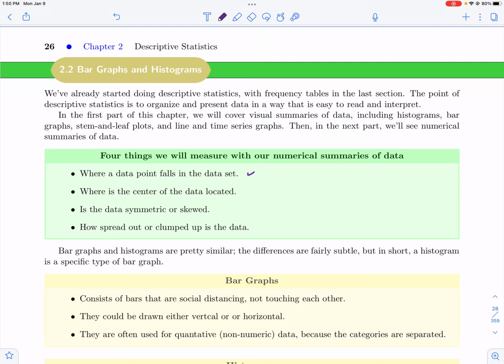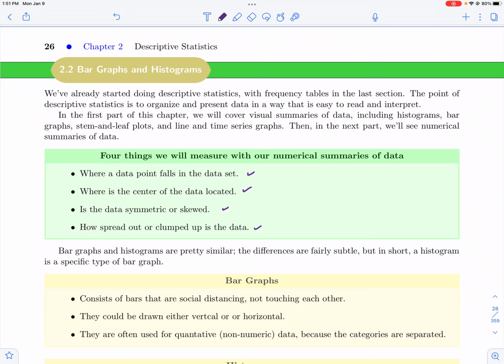We want to eventually be able to figure out where the center is located, because that's going to be an important part of anything that we do in statistics. Is the data symmetric or skewed? We'll talk more about what that means a little later, so don't worry about it right yet. And how spread out or how clumped up is our data. Again, these are things that we'll talk about in a little bit.